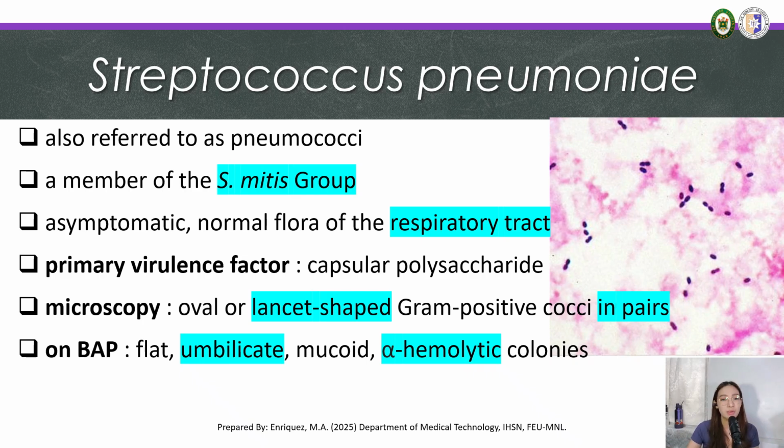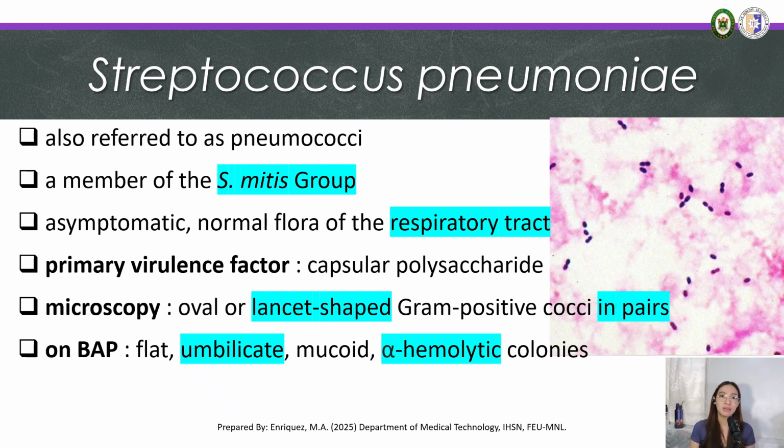Okay, ulitin po natin, the primary virulence factor of Streptococcus pneumoniae is its polysaccharide capsule. The antibodies directed against the capsular antigen are protective, meaning immunogenic po yung capsule ng strep pneumo. So our immune system can recognize this and make antibodies against it.